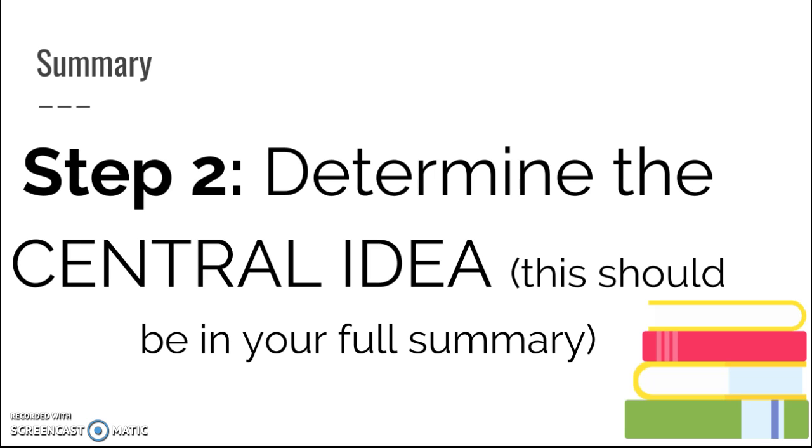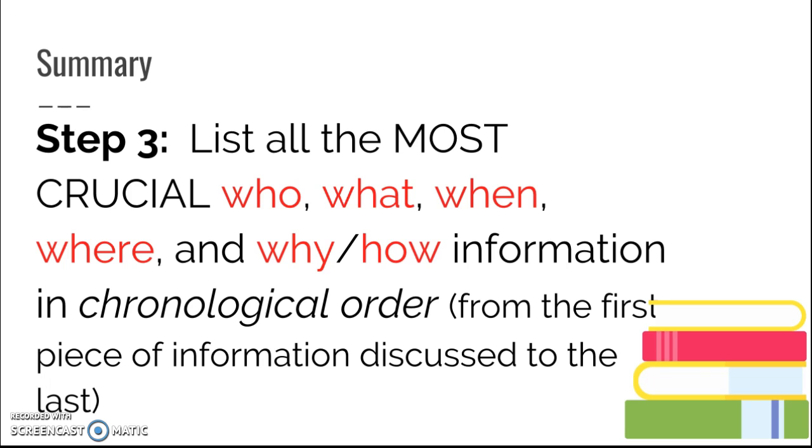Step 3 is to go back through it and list all the most crucial who, what, when, where, why, and how information in chronological order. That means in order from what happens in the beginning of the text through to the end of the text. Now you have to really think about what is most crucial here.